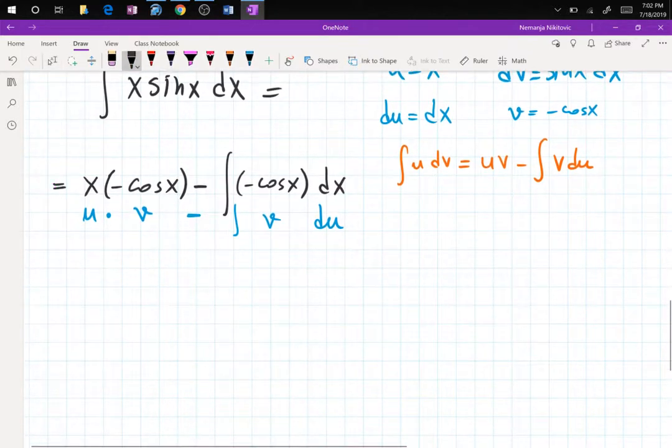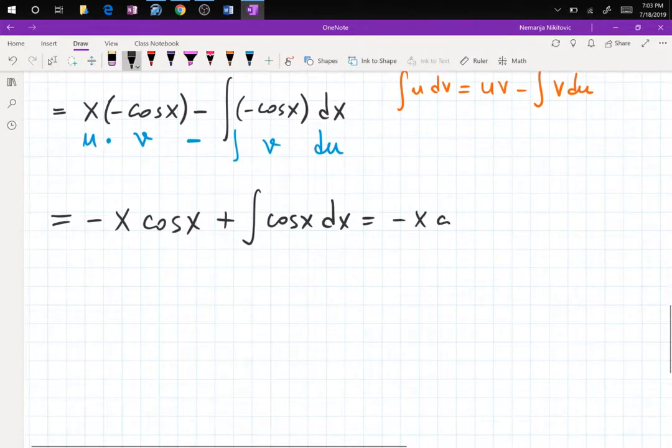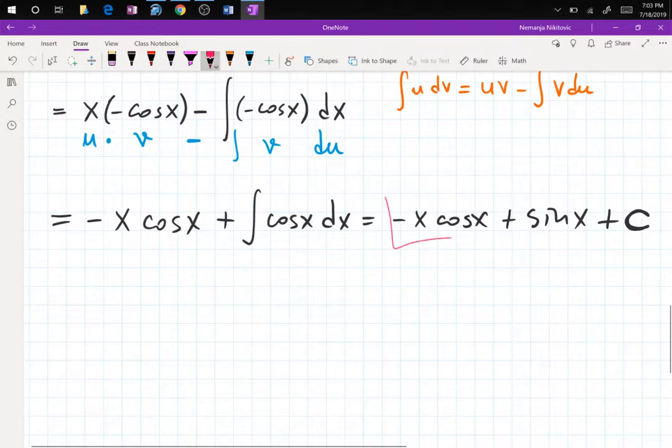Now that you have this, you clean it up the best you can. So the negative jumps out. You have x cosine x. Minus and minus is plus. Integral of cosine x dx. And look at it now: the procedure changed the guts inside the integral, and now it's just the integral of cosine, which you can integrate. What's the integral of cosine? Very good. So negative x cosine x plus sine x, and here is your plus c at the end. And this one over here is the answer to our problem.